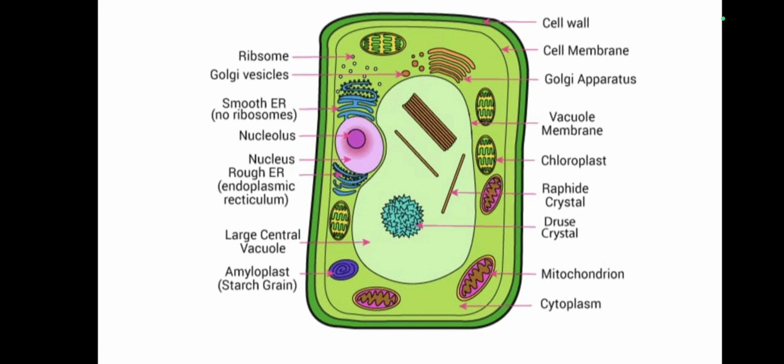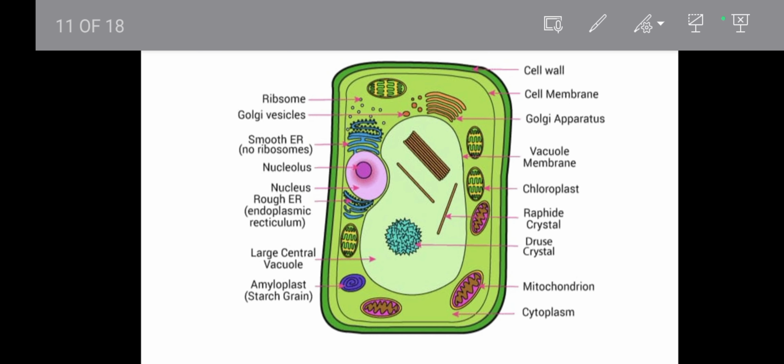Hello everyone. Today I will be explaining about structure and components of eukaryotic cells. Eukaryotic cells are more complex than prokaryotic cell structure. Eukaryotic cells are of two main types, that is plant cell and animal cell. This is a typical plant cell.